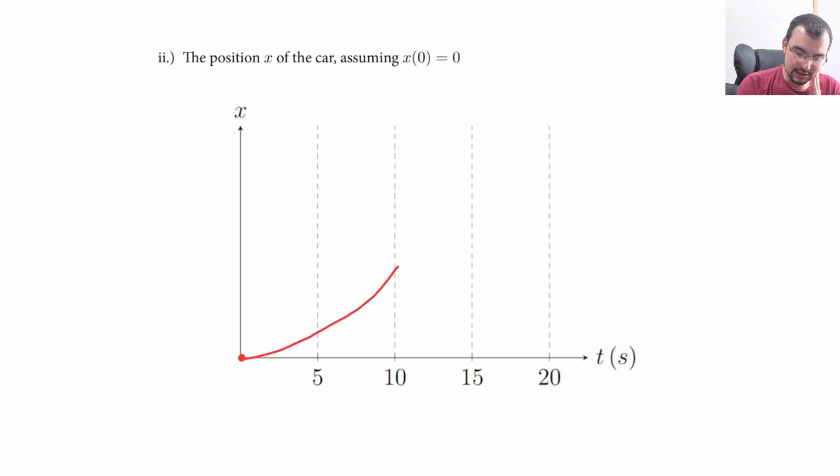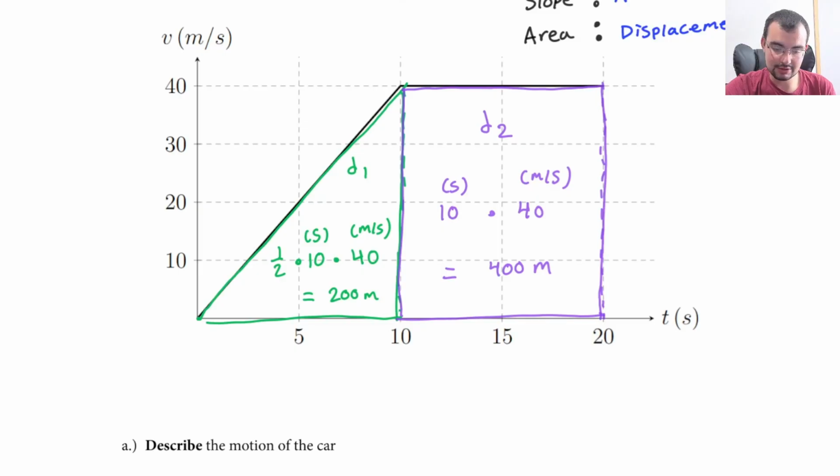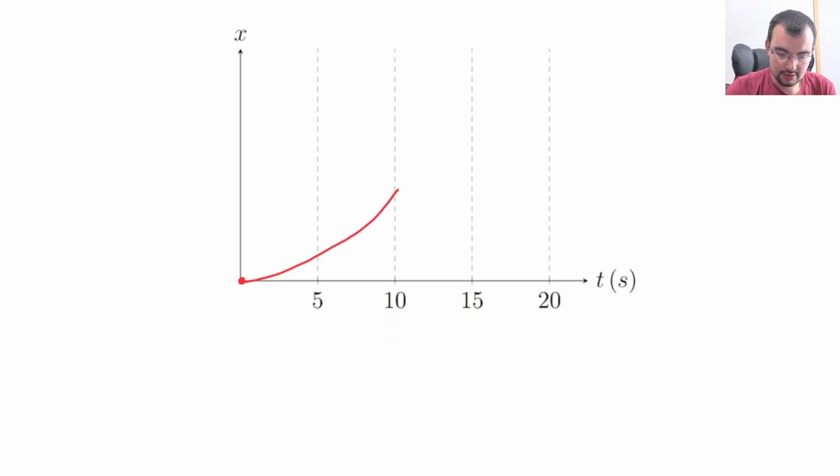And then on the second 10 seconds, the velocity is constant, right? The slope is 0, so the velocity is not changing. Velocity is not 0, so it is not this, because the velocity is not constantly 0. So it's actually a straight line, right? Constant velocity means straight line. So it actually just maintains that sort of slope.